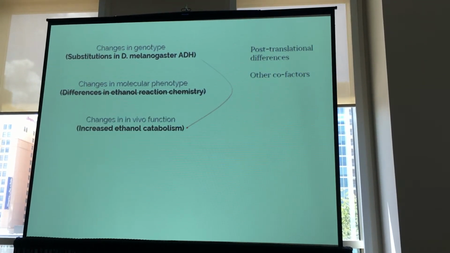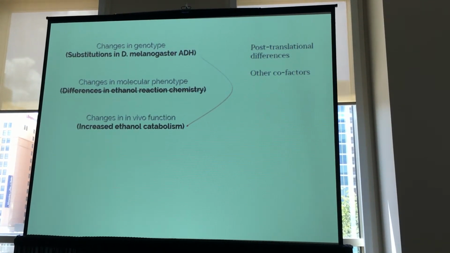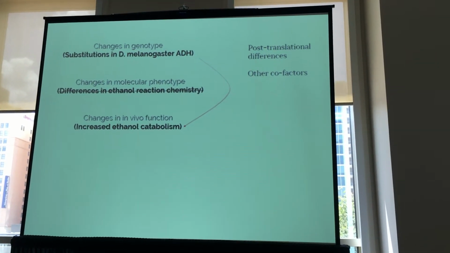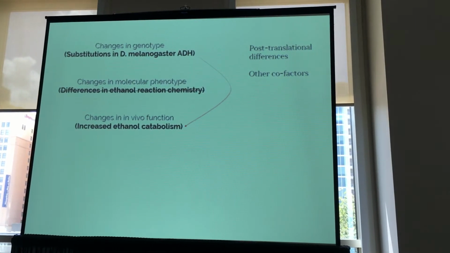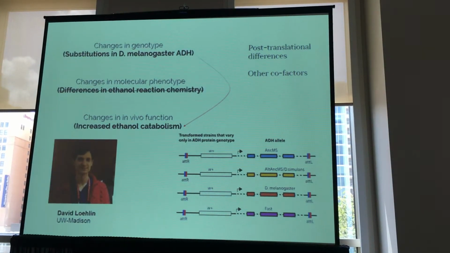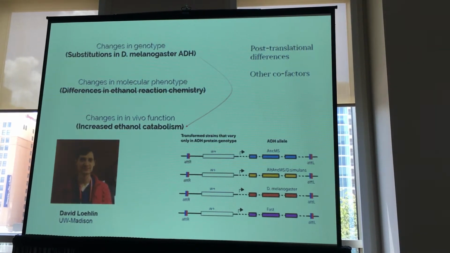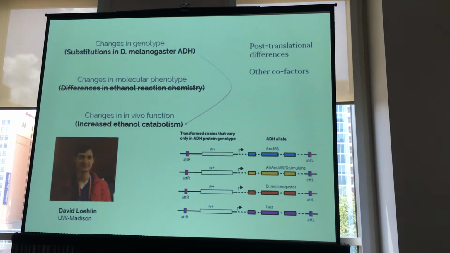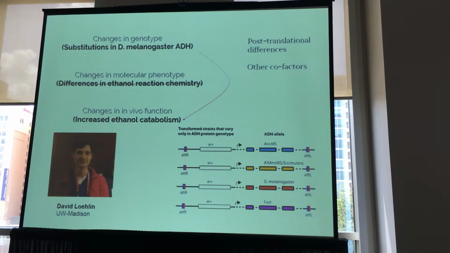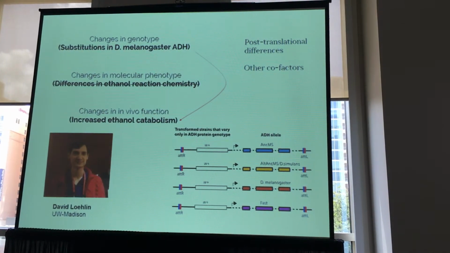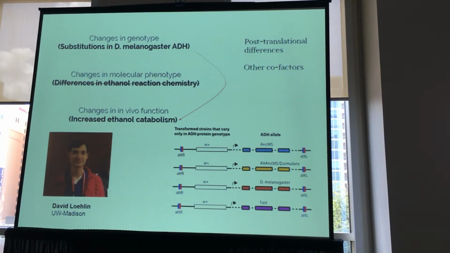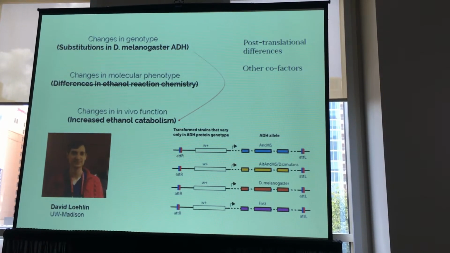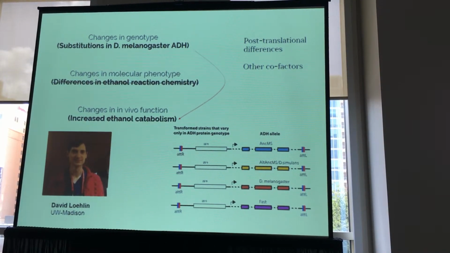However, it is possible that the sequence differences lead to functional differences in the organismal context. For example, a post-translational modification could affect the activity of the protein in the cell. To test this, we, and I use the word we because it's actually David Loehlin, engineered flies where he tested all of the alleles that we tested from purified protein. So these strains differ only in the identity of their amino acid coding sequence.